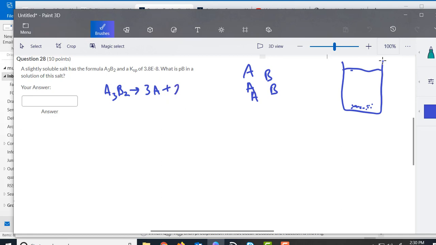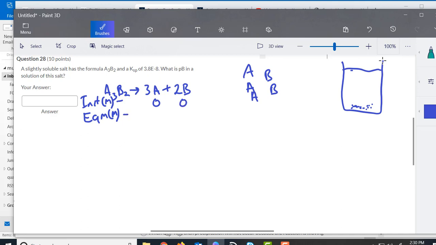Not all of it breaks apart, just a very small portion of it, but for every one that does break apart, we'll get 3 A's and 2 B's out of it. So the initial concentration, well, if it's a solid, it's meaningless. It can't do anything there. Equilibrium, we'll look at that as well in a second. That's going to be 0 and 0 initially.